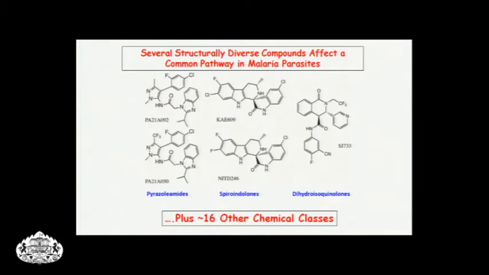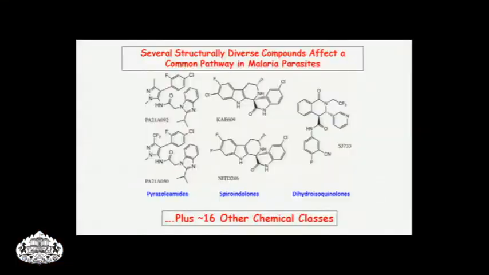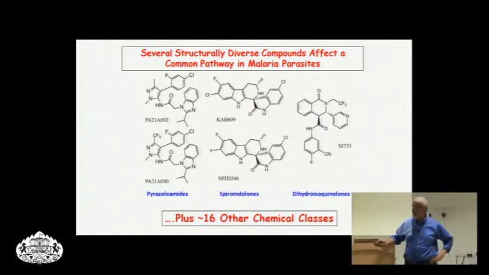Here are several structurally diverse compounds. They all seem to be working through this same pathway. Remember I went through this very quickly: the resistance that came about, and all the resistance was due to mutations in one particular protein called PfATP4, which is likely a sodium pump. Okay, it's a sodium pump, and the mutations were in the sodium pump. So this allowed us to look at other compounds, and it turns out that this is the spiroindolone, this compound over here. Then these are the compounds that came from our work, 92 and 50 over here. These are spiroindolones, and there is yet another compound called SJ733.